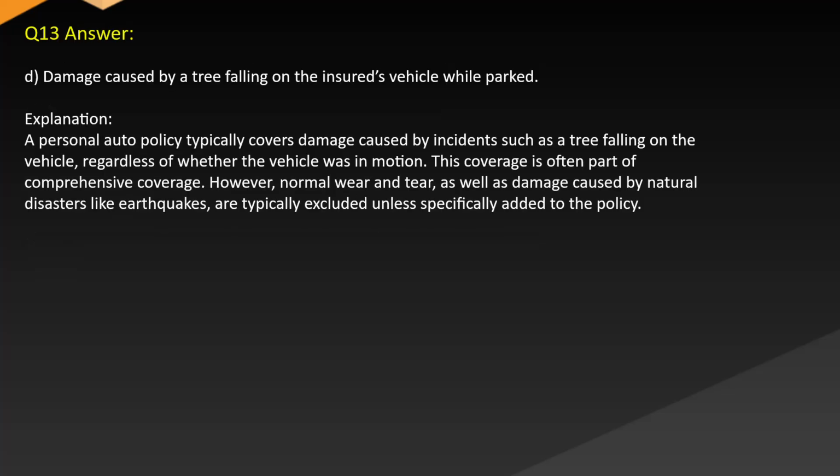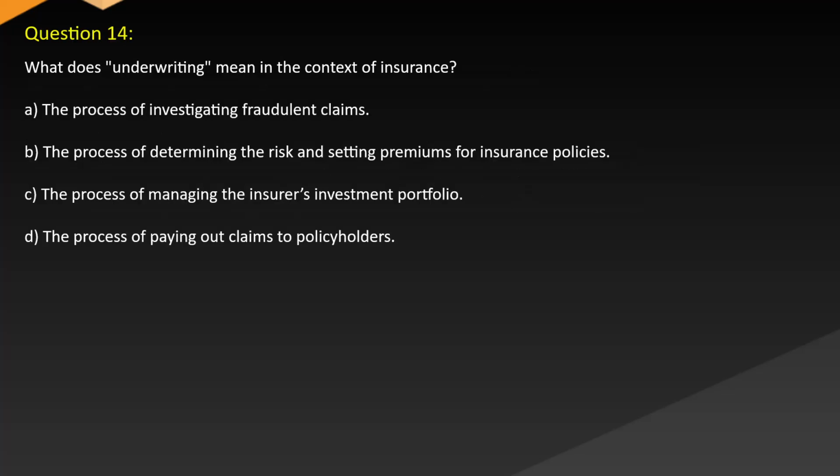Answer D. Damage caused by a tree falling on the insured's vehicle while parked. Explanation. A personal auto policy typically covers damage caused by incidents such as a tree falling on the vehicle, regardless of whether the vehicle is in motion. This coverage is often part of comprehensive coverage. However, normal wear and tear, as well as damage caused by natural disasters like earthquakes, are typically excluded unless specifically added to the policy. Question 14.